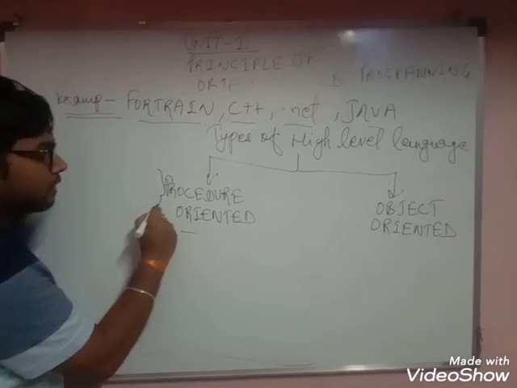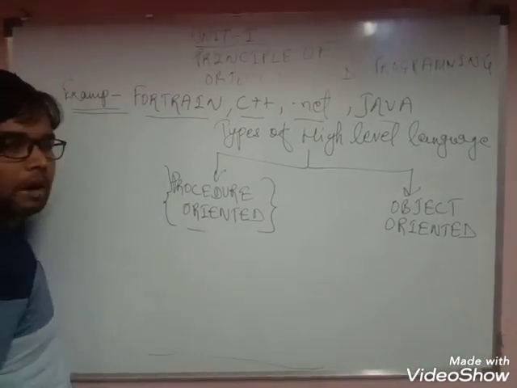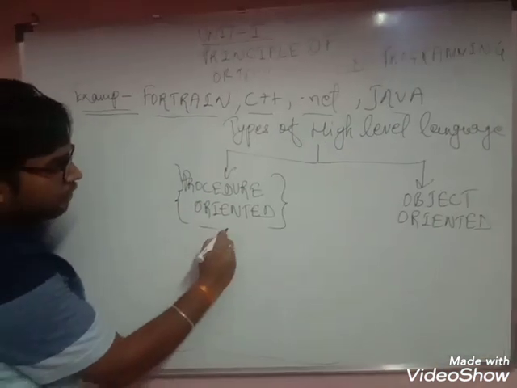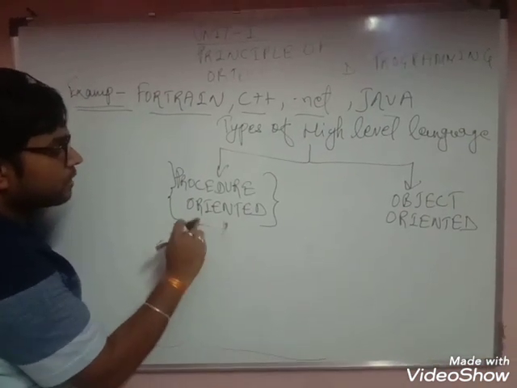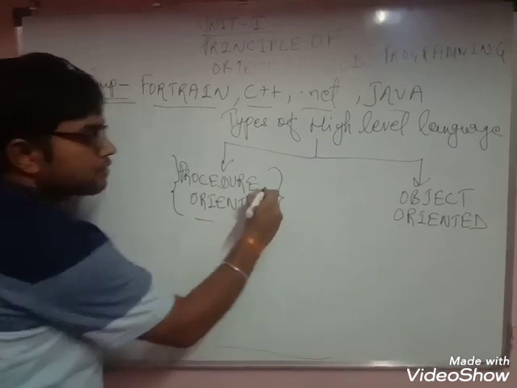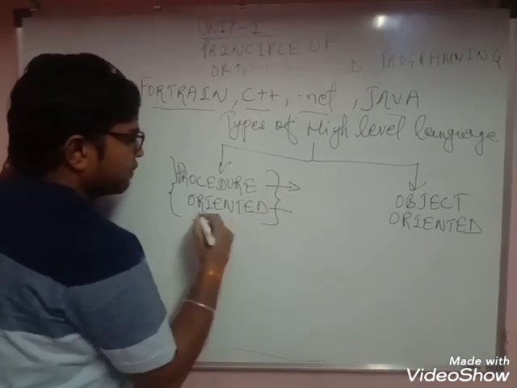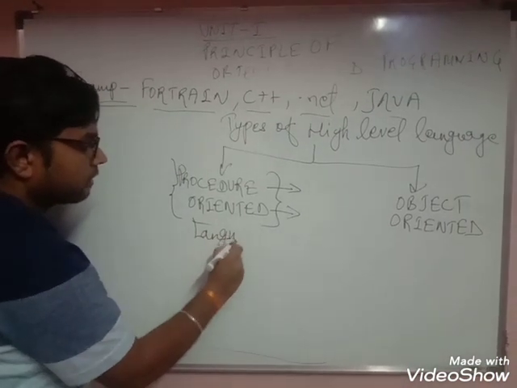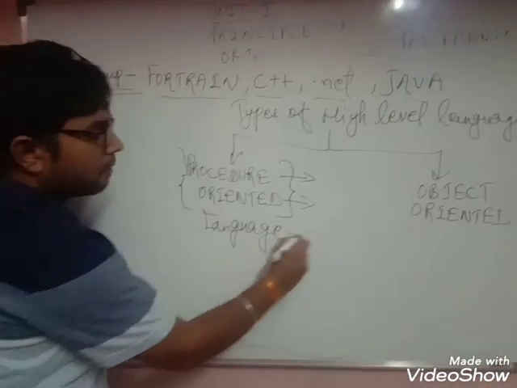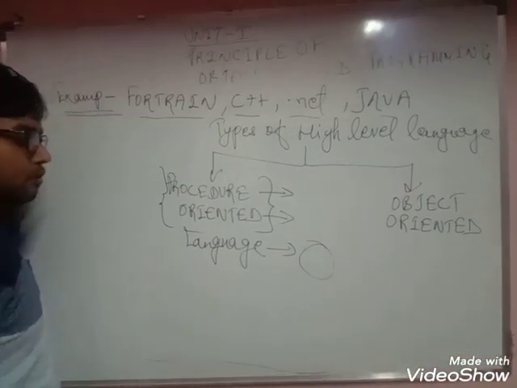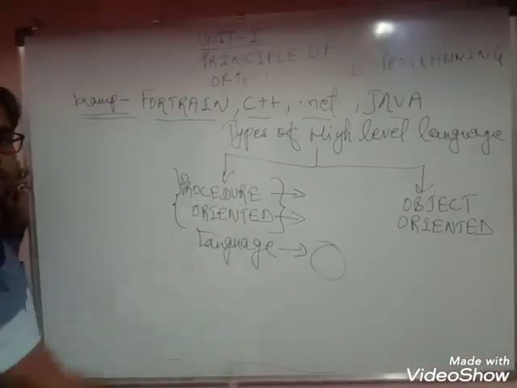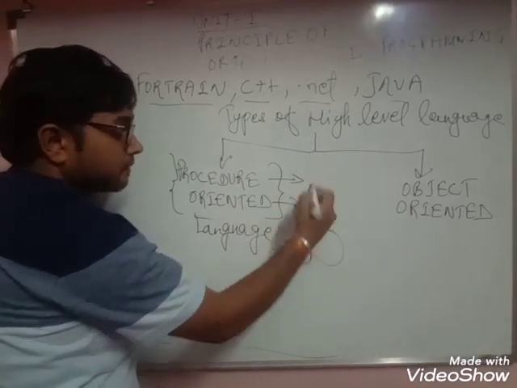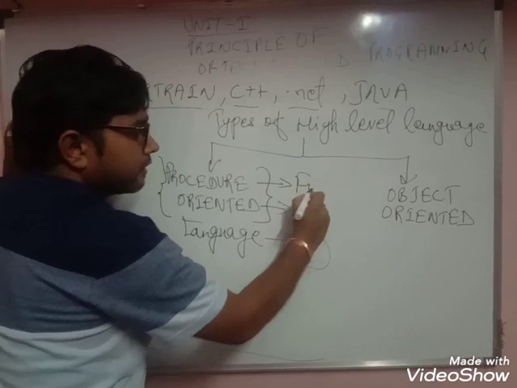First you have to learn what a procedure oriented programming language is. If the topic procedure oriented language is given, first you have to know what is procedure, what is oriented, and third, what is language. About language we have already done. So we have to learn what is procedure and what is oriented. First you have to know what is procedure. Procedure means function.